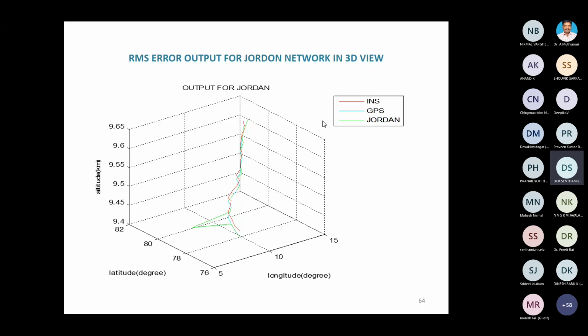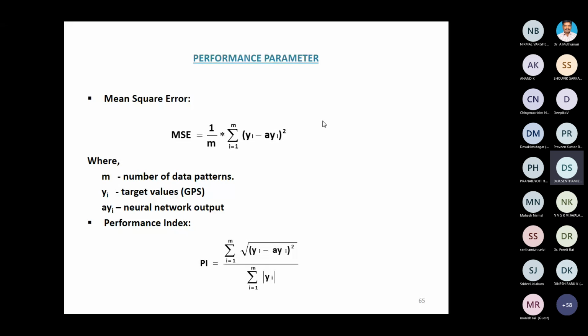This is for the altitude, three-dimensional view. This is the performance parameter I want to calculate. First, I want to know the mean square error of the intelligent application of this architecture with the algorithm: 1 by m multiplied with the summation of i from 1 to m of (y_i minus a of y_i) whole square.